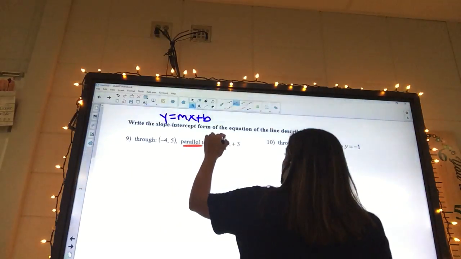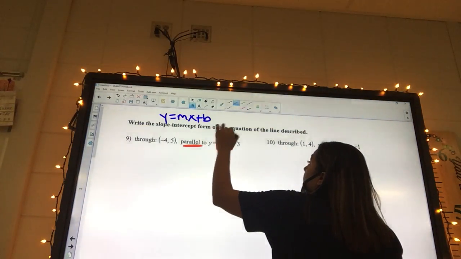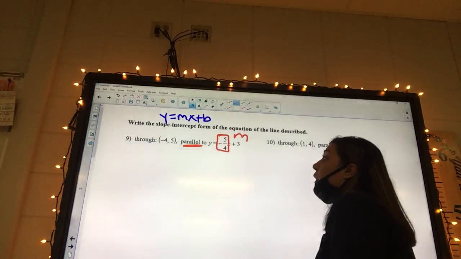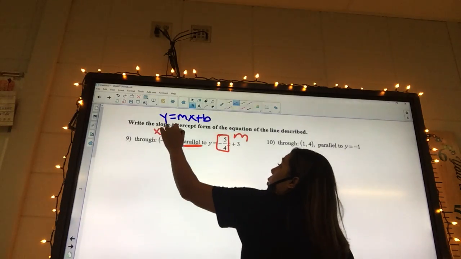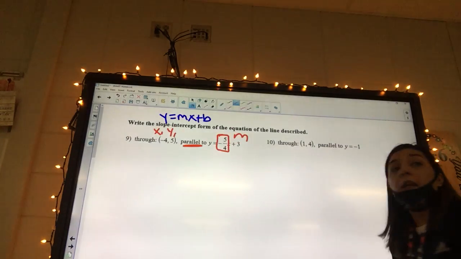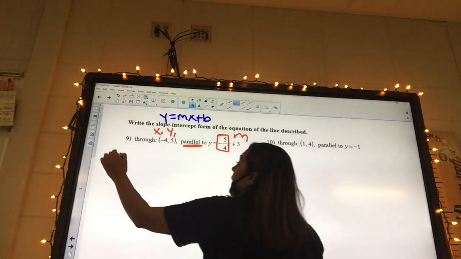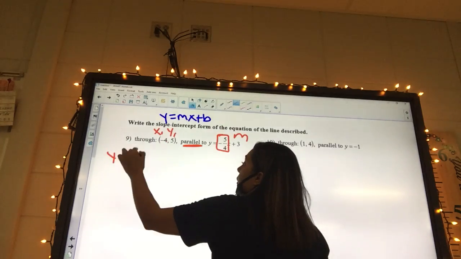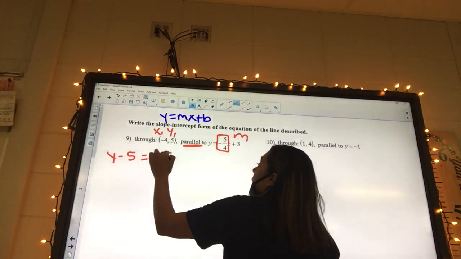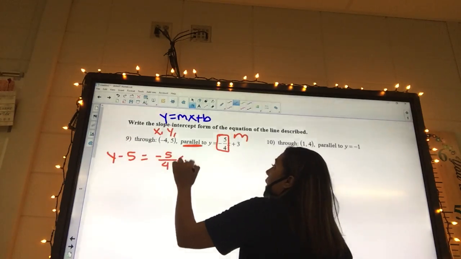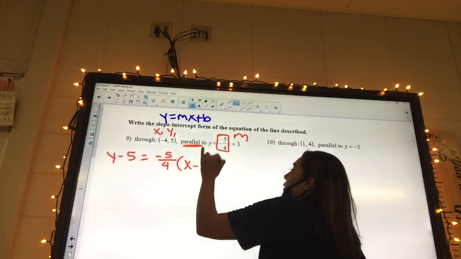We keep it the same, so this is going to be our m. Okay, and then I got my x1, y1. Okay, I have a point and a slope. So what formula am I going to use? Point slope. Okay, so it's going to be y minus y1 is 5. My m is negative 5 over 4. X minus my x1 is 4.